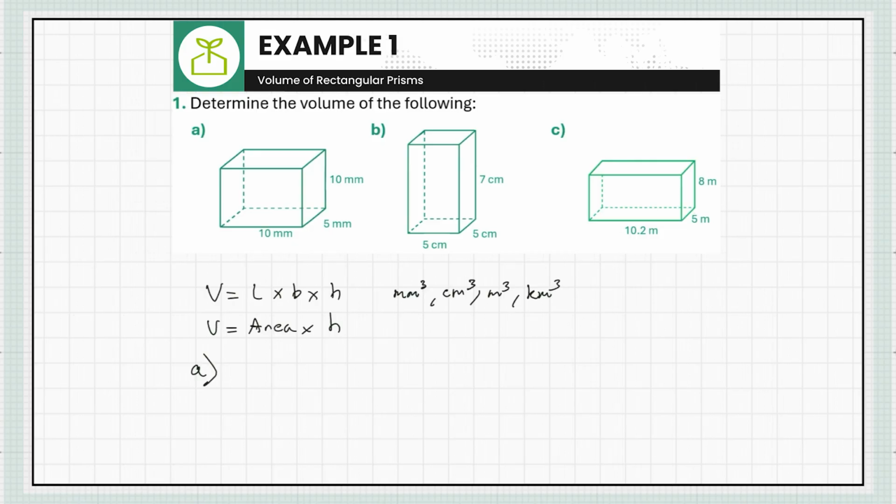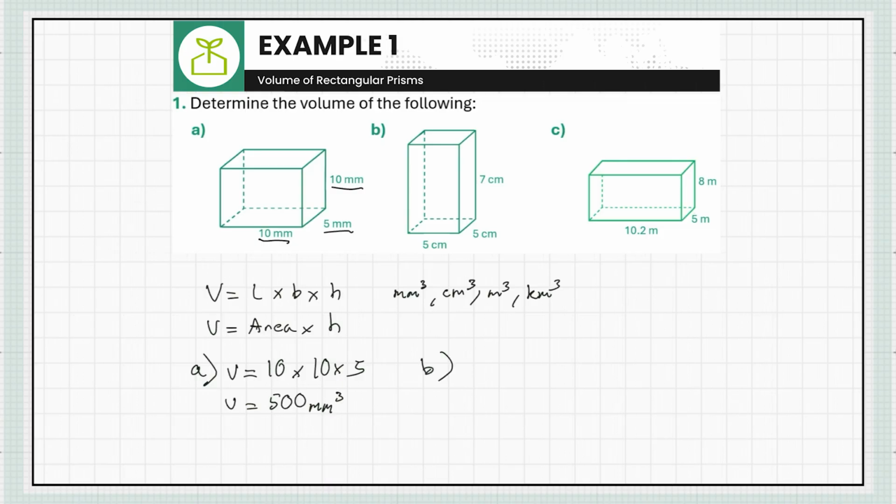So let's get started. We've got our volume is going to be equal to our length times our breadth times our height. So our length is 10, our breadth is 5, and our height is 10. So our volume is going to be equal to 10 times 5 times 10, which is just going to be equal to 500 millimeters cubed.